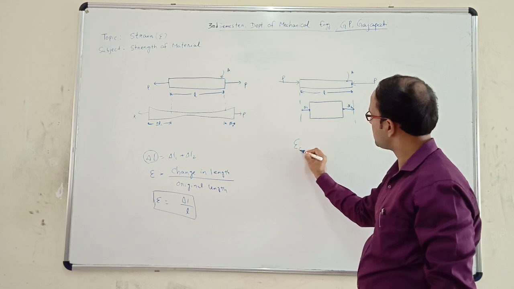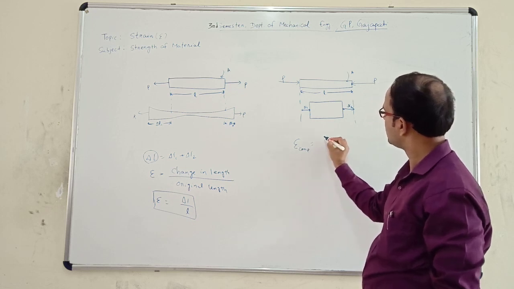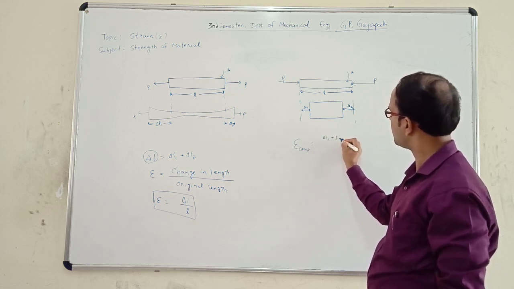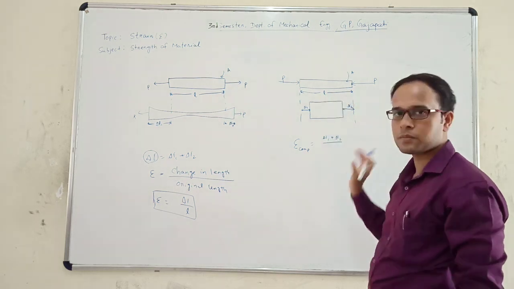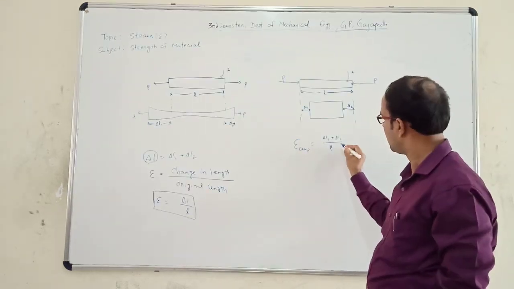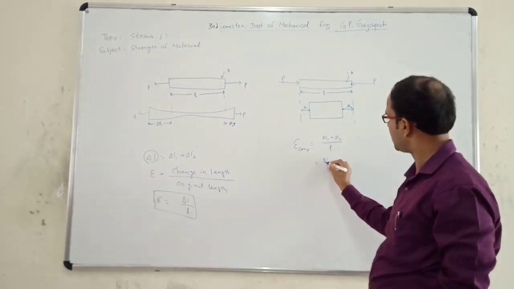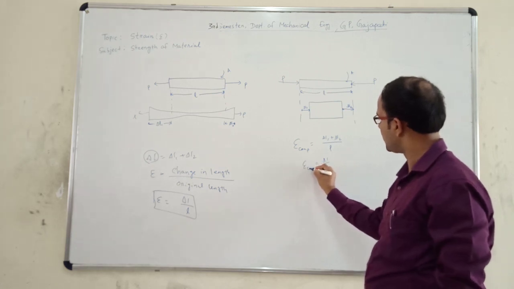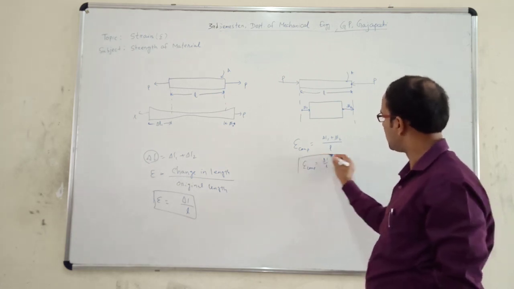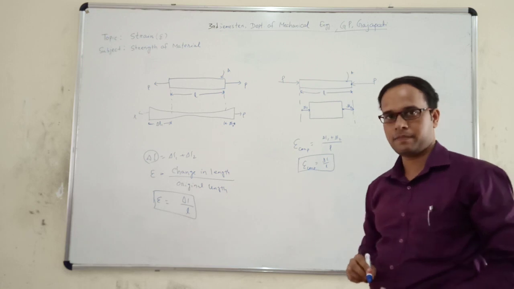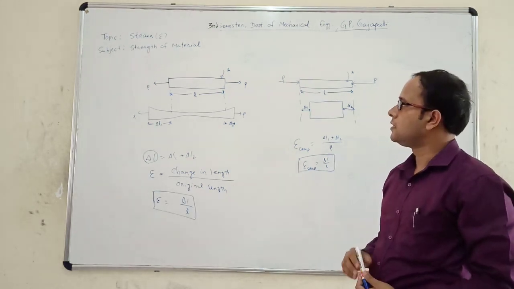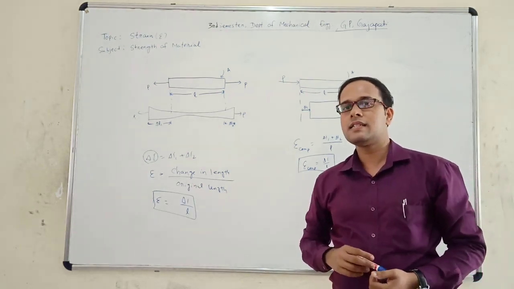So what is compressive strain? Change in length, delta L1 plus delta L2, by the original length of the body L. So let this be delta L by L. So this is compressive strain. Similarly, we can find out shear strain.